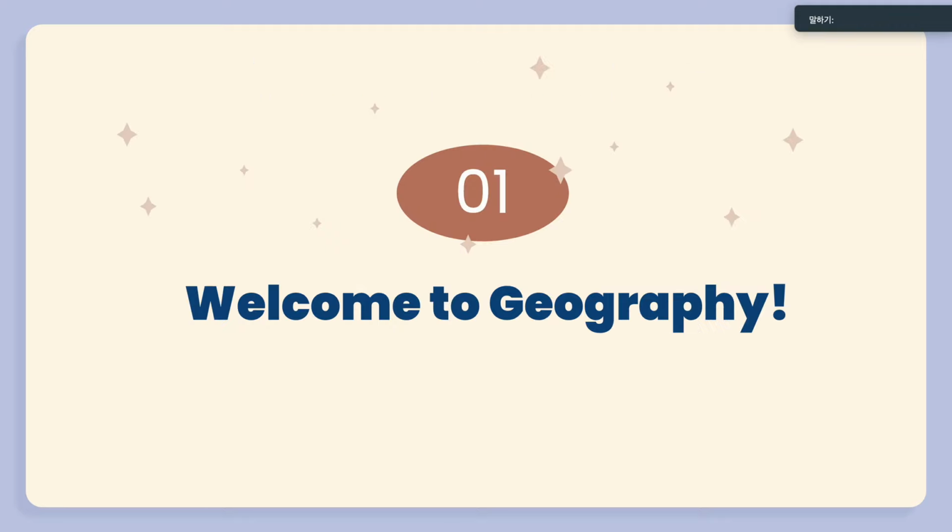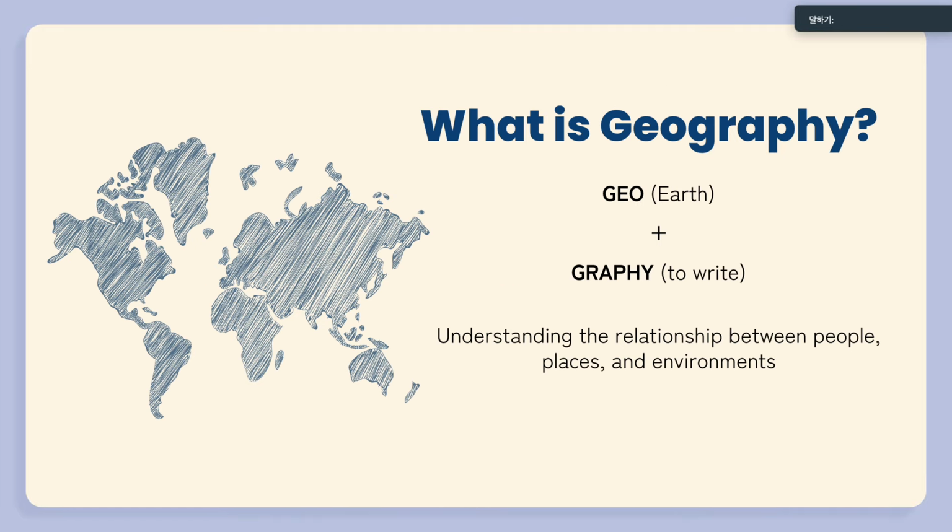Let's begin with the basics. What does the term geography mean? The term geography is a combination of two Greek words, geo, which means earth, and graphy, which means to write. And human geography is a subject of understanding the relationship between people, places, and environment.